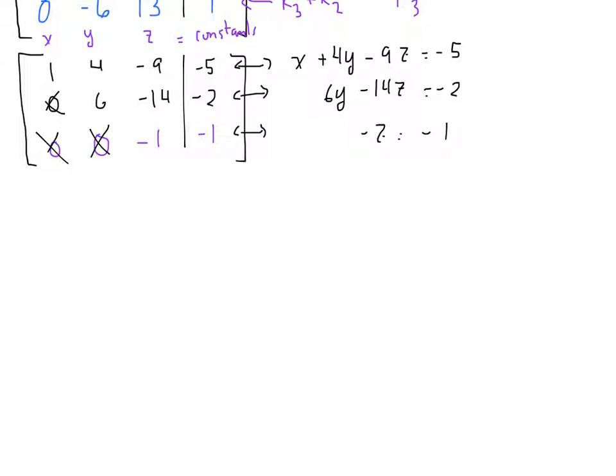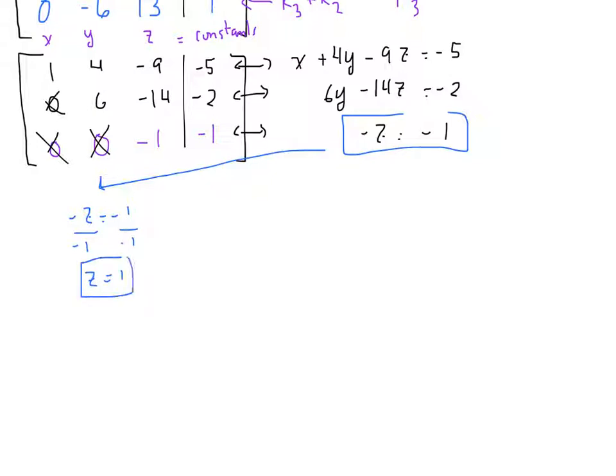Well, which one of these is the easiest to solve? Well, hopefully you said this one is the easiest to solve. And so I'm going to go ahead and take that one. If negative z equals negative 1, then when I divide by negative 1, I get z equals 1. So there's my solution. I'm going to use that right here. How am I going to use that?